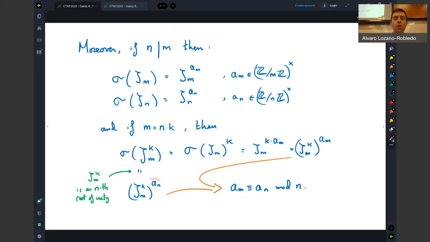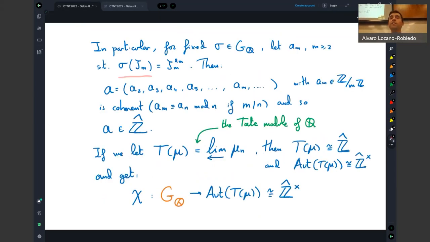And on the other hand, this is an nth root of unity. Take the k; it's a group homomorphism, so the k can come out, and then it will send the nth root of unity to the a_m power, and that gives me this number here. And if you compare now, it sent this root of unity to the a_m power and this nth root of unity to the a_m power, so they have to agree modulo n. So a_m and a_n agree modulo n, which means that if you build an infinite sequence of numbers modulo m, those are a coherent sequence under divisibility of the index. But we've seen this in lecture 2. This is an example of a profinite group, our favorite profinite group, because it's Z hat.